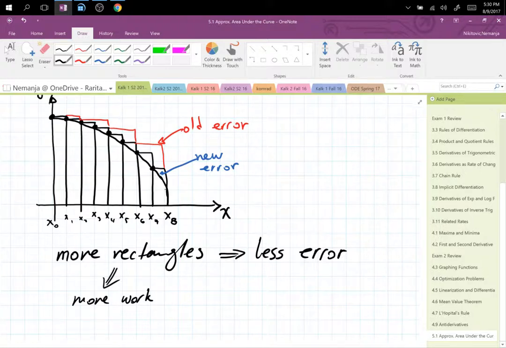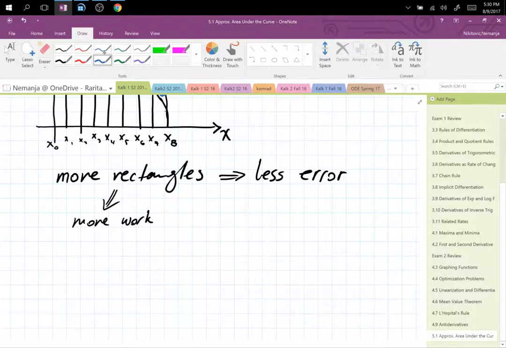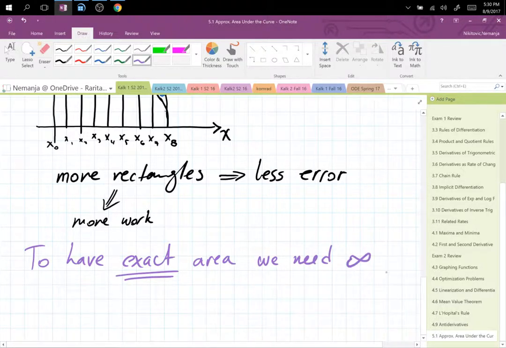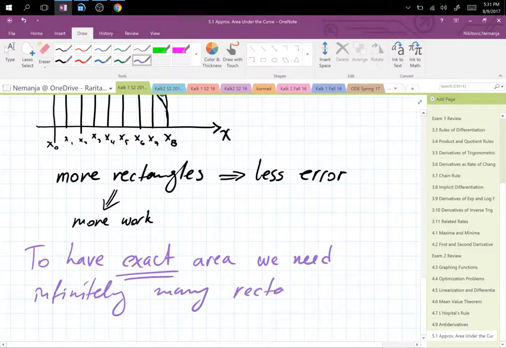Infinite number. So here, I'll write in purple. To have exact area, we need infinitely many rectangles. We'll need infinitely many rectangles to do that. And we are going to actually use that next class to show.